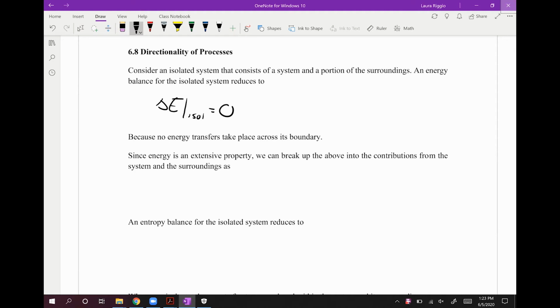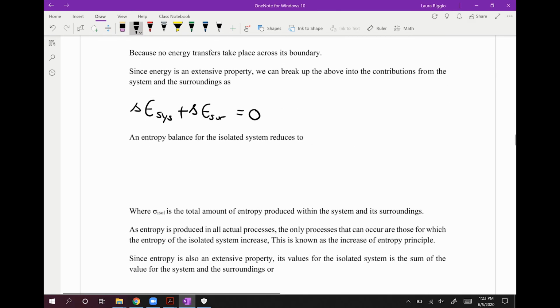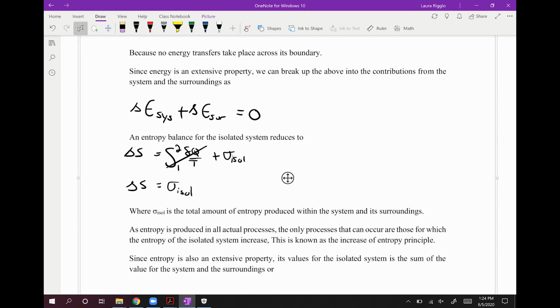Since energy is an extensive property, we can break this up into E of the system plus E of the surroundings equals 0. Then we can also do an entropy balance, which reduces down to our change in entropy is equal to our integral plus our entropy produced. And again, there's no heat transfer, so our change in entropy has to be equal to our entropy produced for our isolated system.